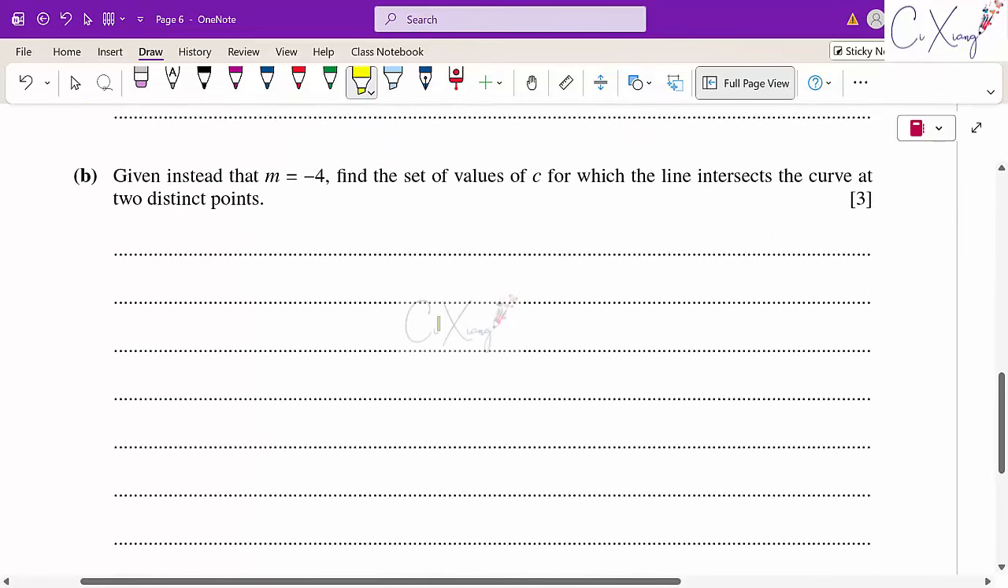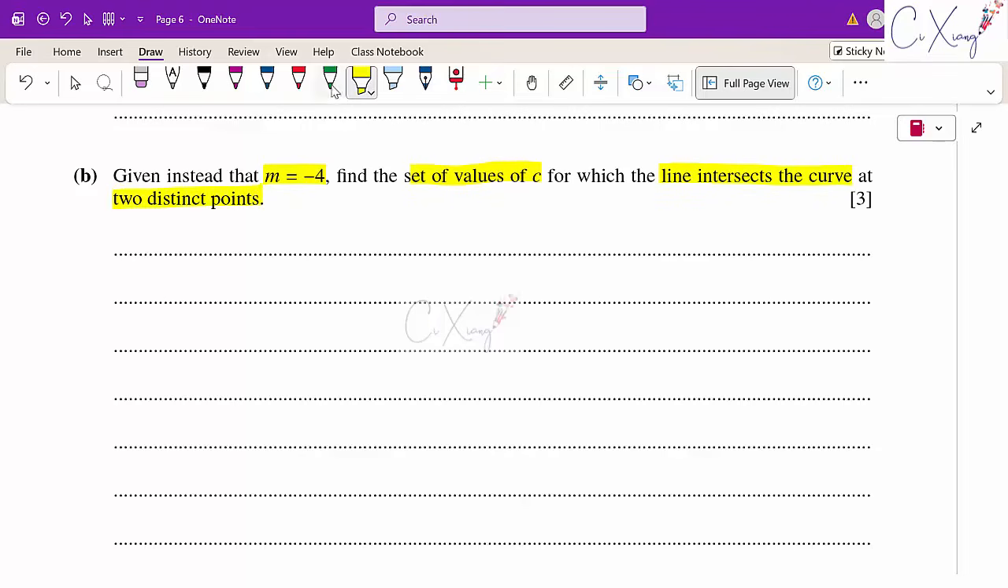For part B, now they are saying that given instead that m is negative 4, find the set of values of c for which the line intersects the curve at two distinct points. Okay, so same thing here. Now they are saying that this curve is intersecting the line at two different points. Two distinct points means two different points. We use the concept we learned earlier: when I have a quadratic equation with two roots, that means it intersects the x-axis at two points. When you apply this concept, we use b squared minus 4ac greater than 0.